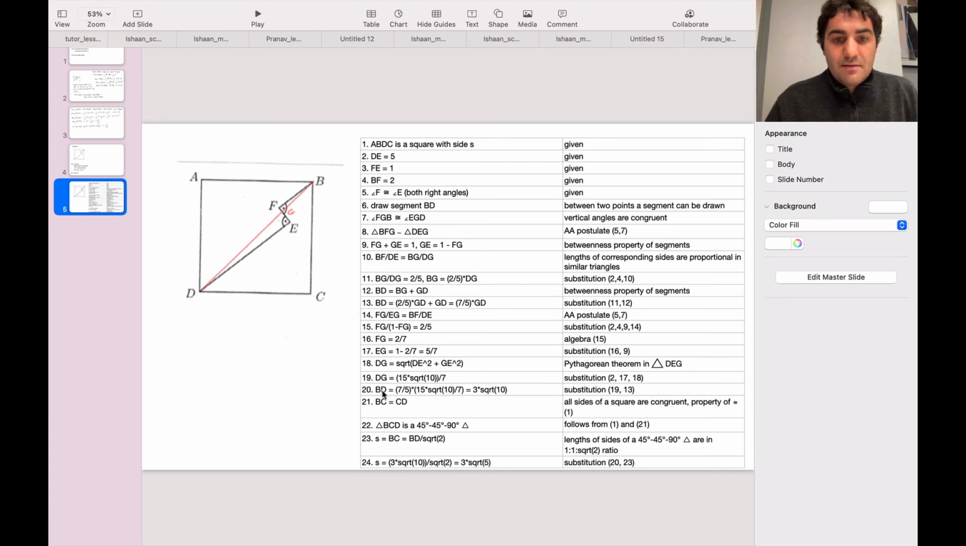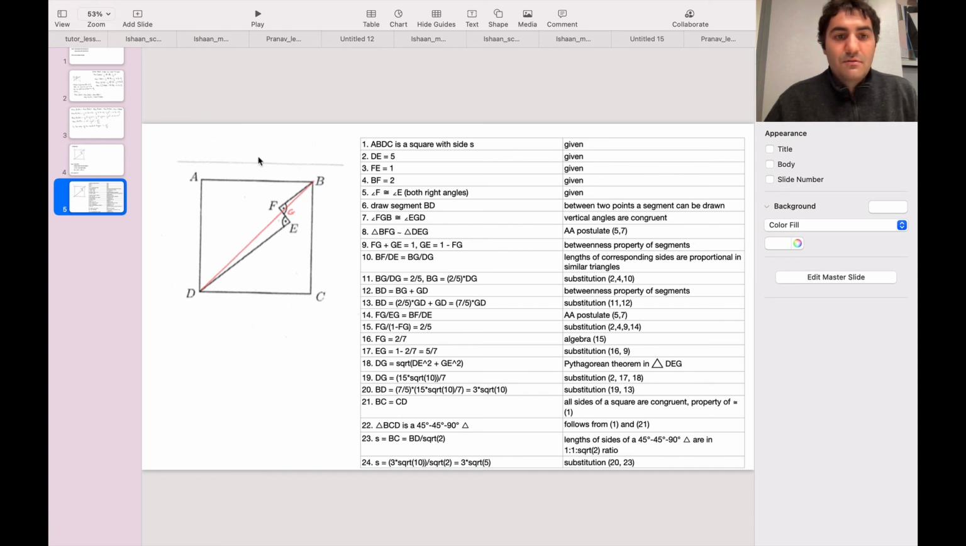And therefore, since BD is equal to 7 divided by 5 times GD by statement 13, we know that BD is equal to 7 divided by 5 times this value here. And if we simplify, we get 3 times the square root of 10 for this diagonal BD.